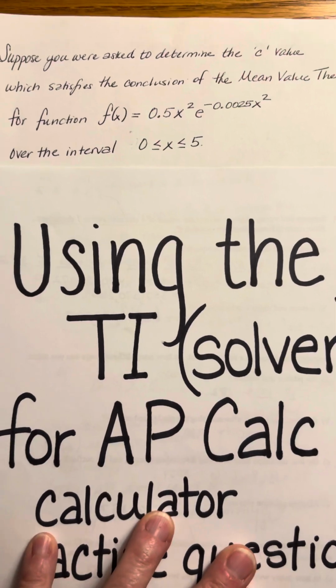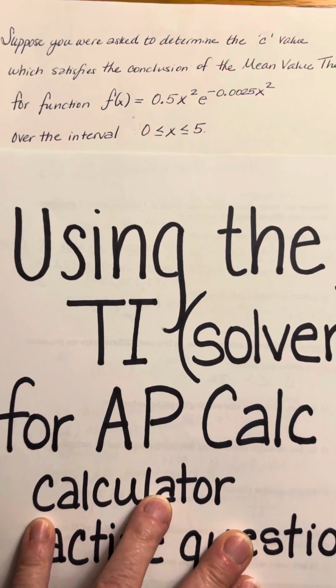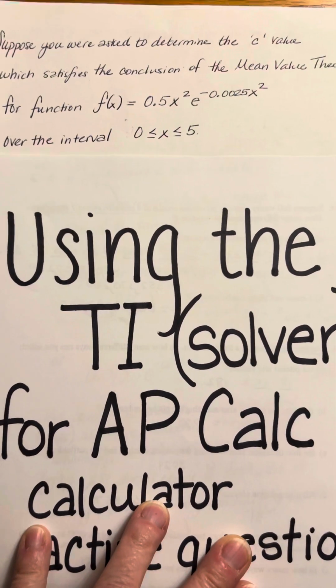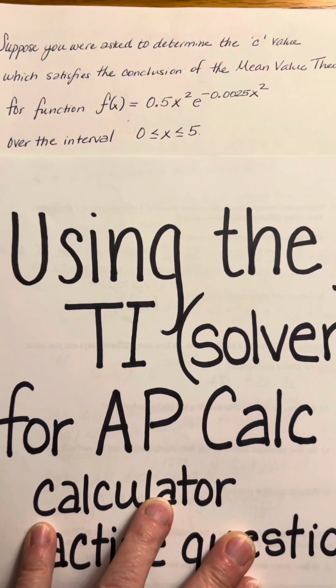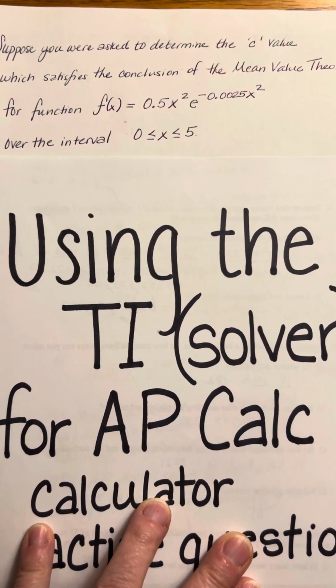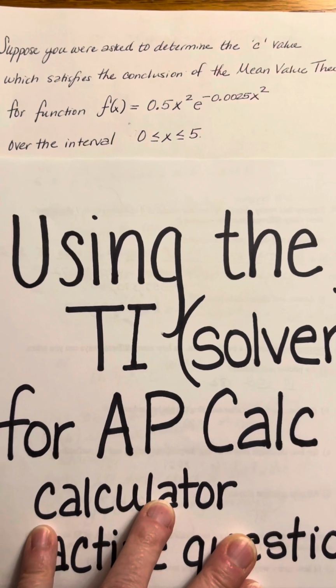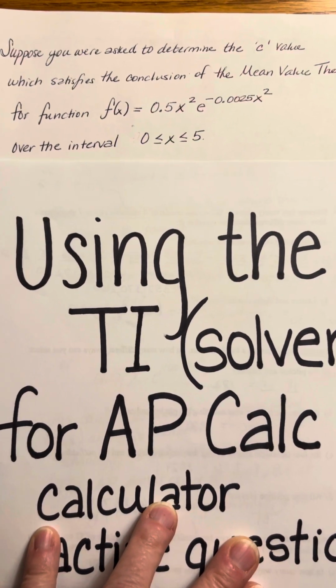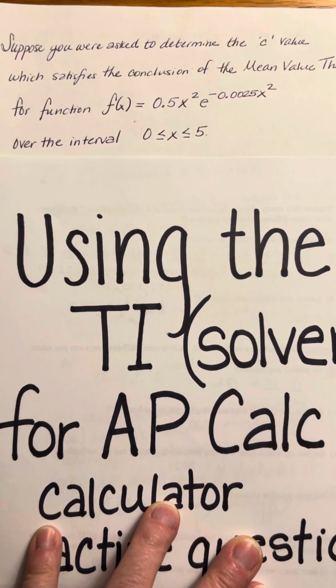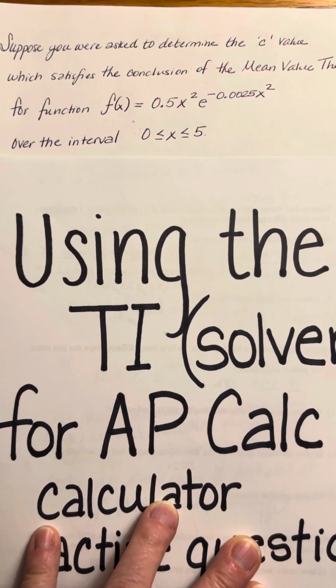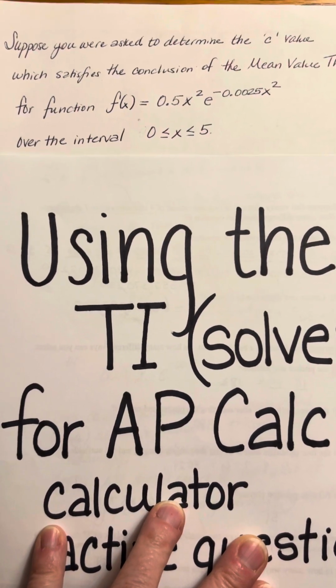So I took this function and I said, suppose you are asked to determine the C value which satisfies the conclusion of the Mean Value Theorem for the function f of x equals 0.5 x squared e to the negative 0.0025 x squared over the interval 0 to 5.